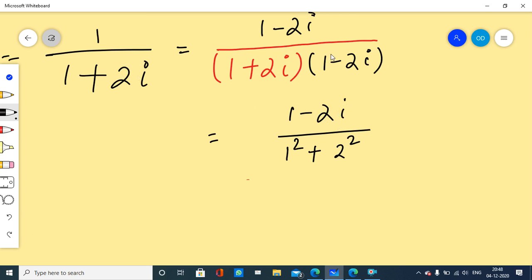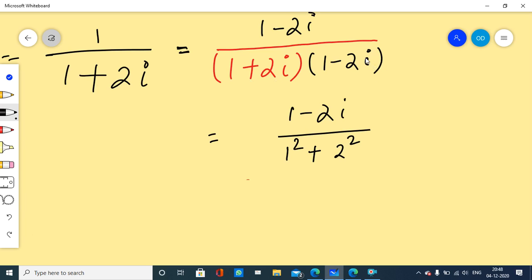Because I did what? I multiplied 1 minus 2i on the denominator, but also I multiplied it on the numerator. These two will cancel out and you will get the same thing. The value has not changed. The value of this is the same as this. That's why I am putting equal here.